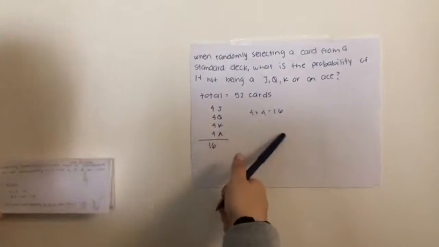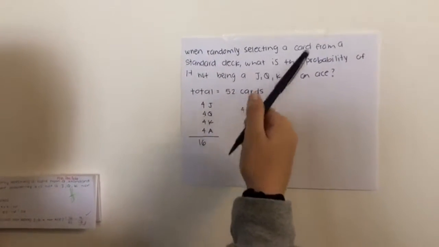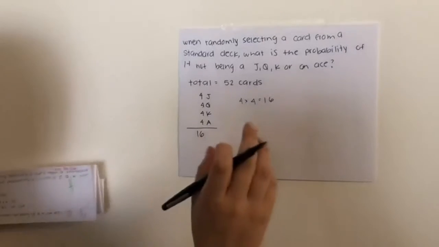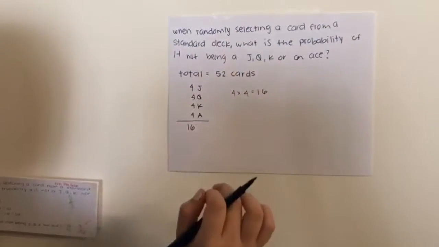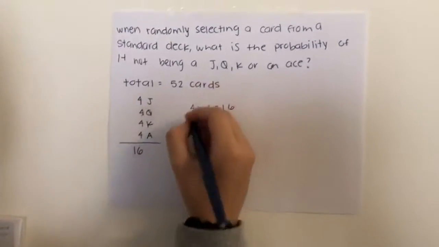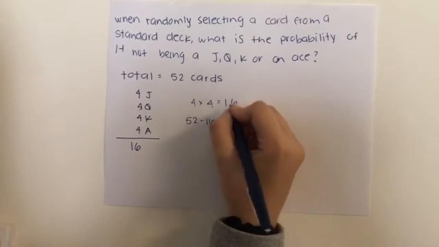To get the probability of the card not being a jack, queen, king, nor an ace, you have to subtract the amount of these cards from the total amount of cards in the deck. So what you do is 52 minus 16, which equals 36.